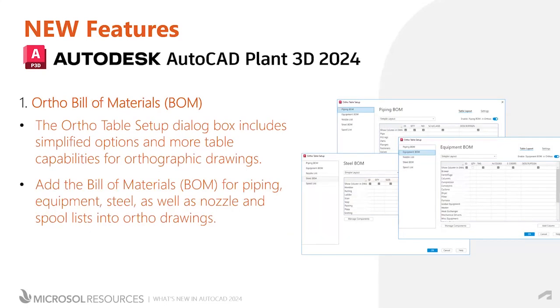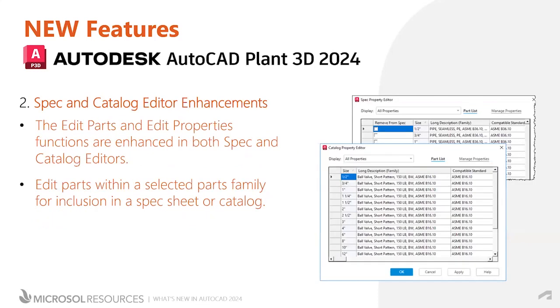And we're moving on to the AutoCAD Plant 3D 2024 toolset. This release includes 5 new features, which we're going to go very quickly over because these are very extensive. So we first have the Ortho Bill of Materials, or BOM. You can now add the BOM for piping, equipment, steel, as well as nozzle and spool list into ortho drawings. We also have spec and catalog editor enhancements, which let us edit parts within a selected parts family for inclusion in a spec sheet or catalog.